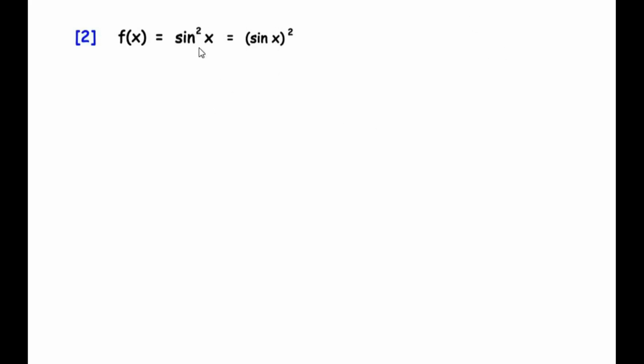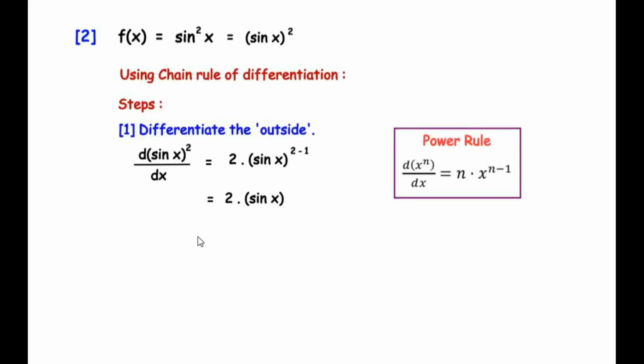Now let us start with the chain rule. Whenever we are using the chain rule, there are 3 basic steps to be remembered. So step number 1 is differentiating the outside.